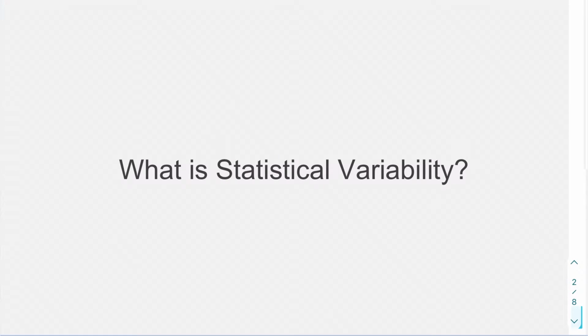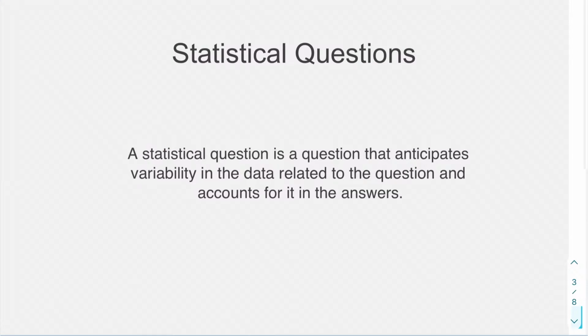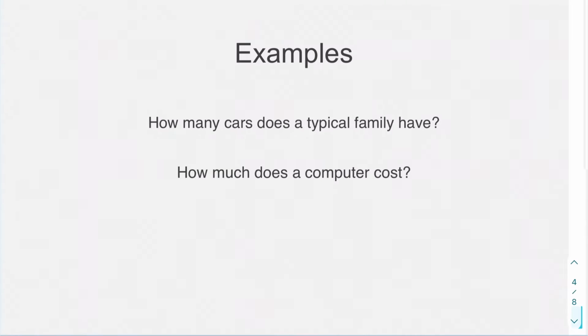So what is statistical variability? To answer that, we have to know what statistical questions are. A statistical question is a question that anticipates variability in the data related to the question and accounts for it in the answers. Basically, what this means is that there is not just one answer to the problem, but there could be multiple. Let's look at some examples.